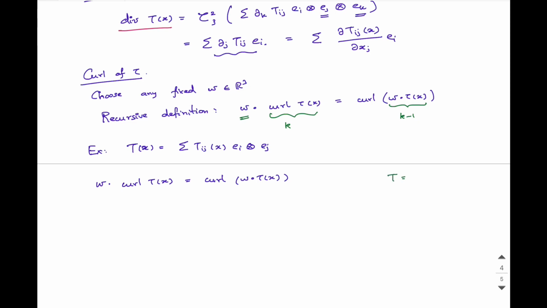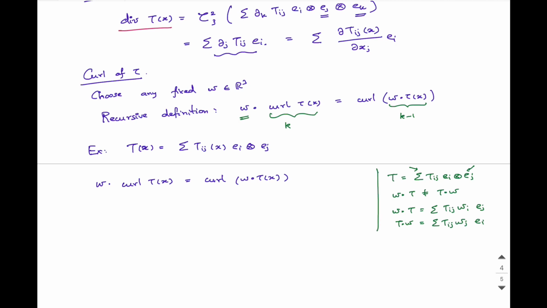Again, you have to be careful about the order in which the inner product is taken. If T is summation T_ij e_i tensor product e_j, then in general w dot T is not the same as T dot w. Both are different vector fields. w dot T is multiplying T from the left, so that's going to be summation of T_ij w_i e_j, whereas T dot w is multiplication of T from the right, and that's going to give you summation T_ij w_j e_i. So we have to be careful about the order of multiplication here.